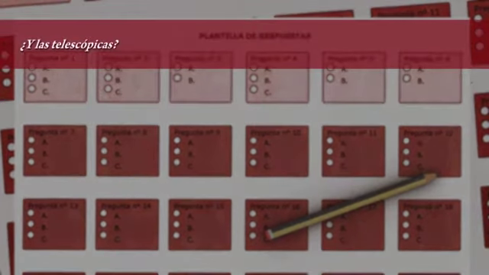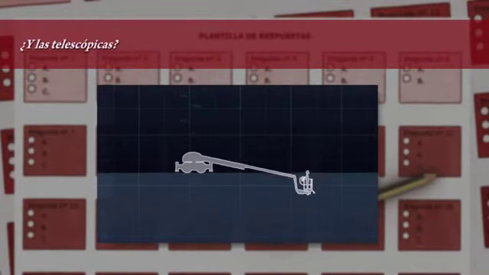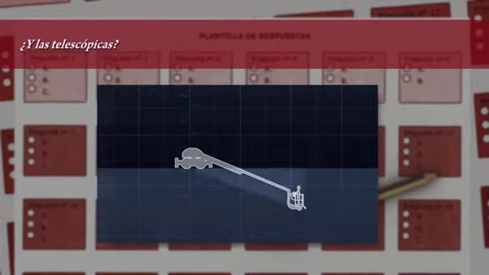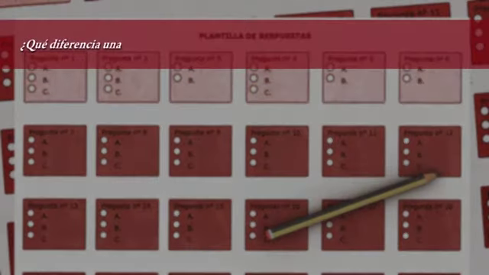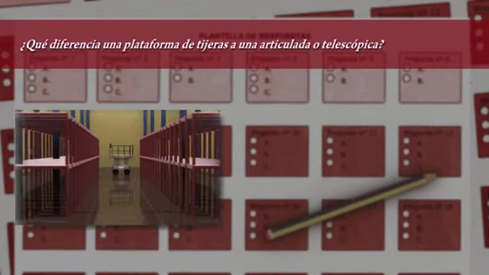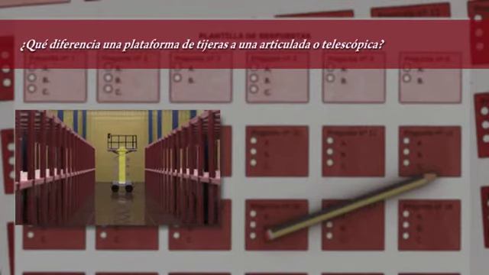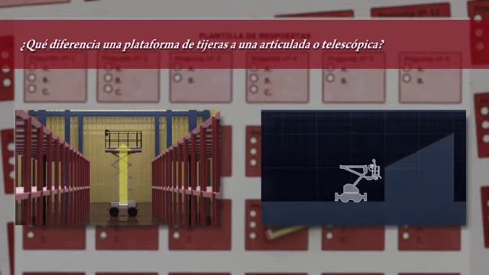And the telescopic ones? Exactly the same. Besides, in this case, they allow the basket to be placed some meters beneath the base of the machine. For example, when it comes to the maintenance of anchored boats. What makes a scissors platform different from an articulated or telescopic one? The scissors platform can only be elevated vertically, and the articulated ones allow us to raise the basket and move it sideways thanks to its arms.